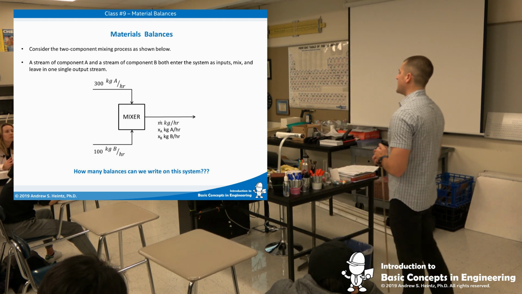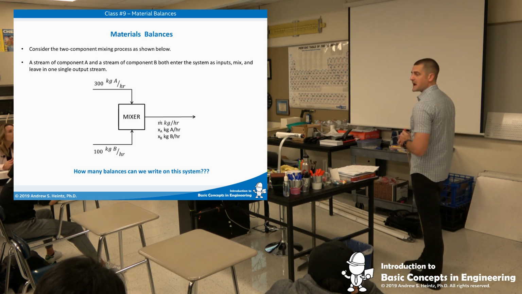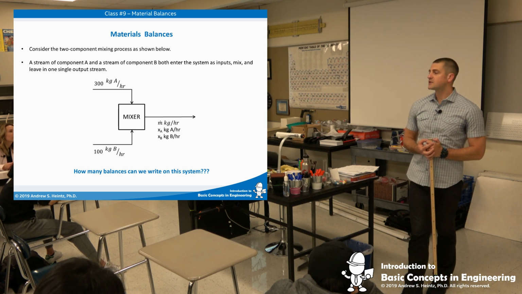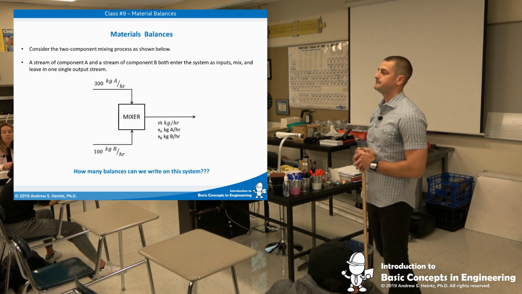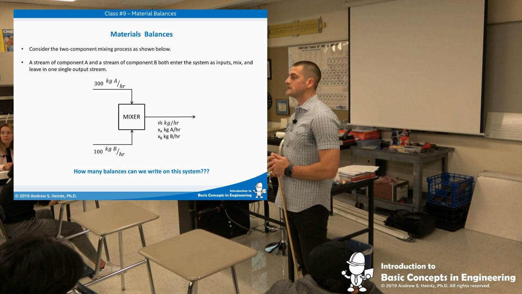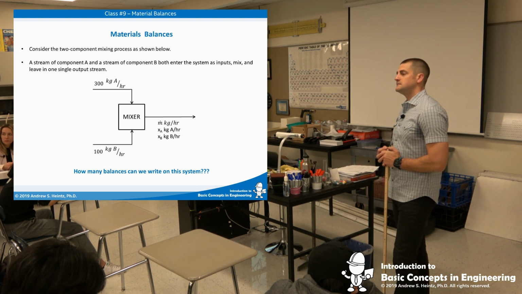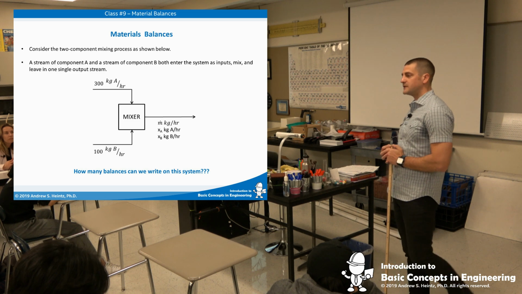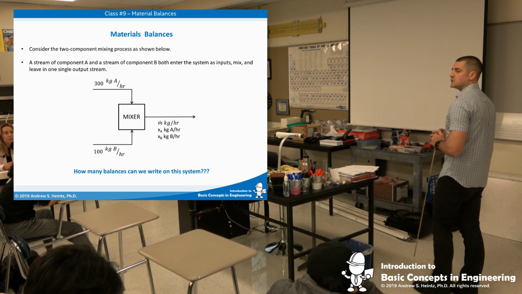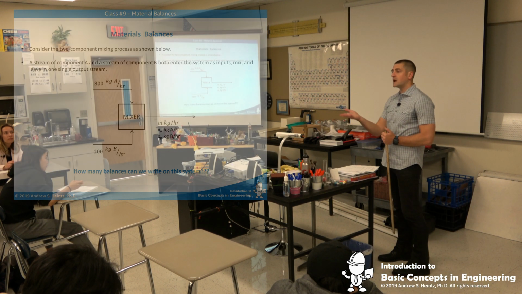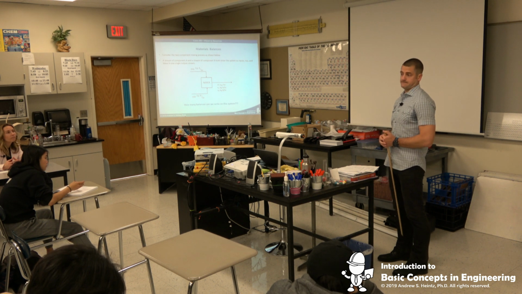100, right? And now if we get to the mass fraction part, what is the mass fraction of A in that outlet stream? 75%. Very good. And how'd you get that? 300 divided by 400, right? Component mass divided by total mass. Very good. And then, of course, the other would be 0.25 or 25%. And why is that? Because it has to add up to 100, right?